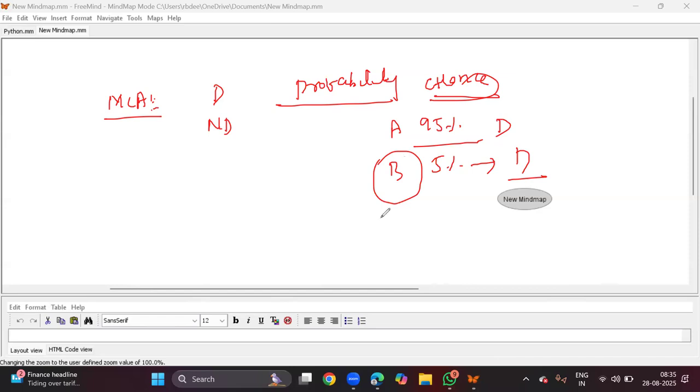So every person will have a different percentage. Not all will have the same percentage.